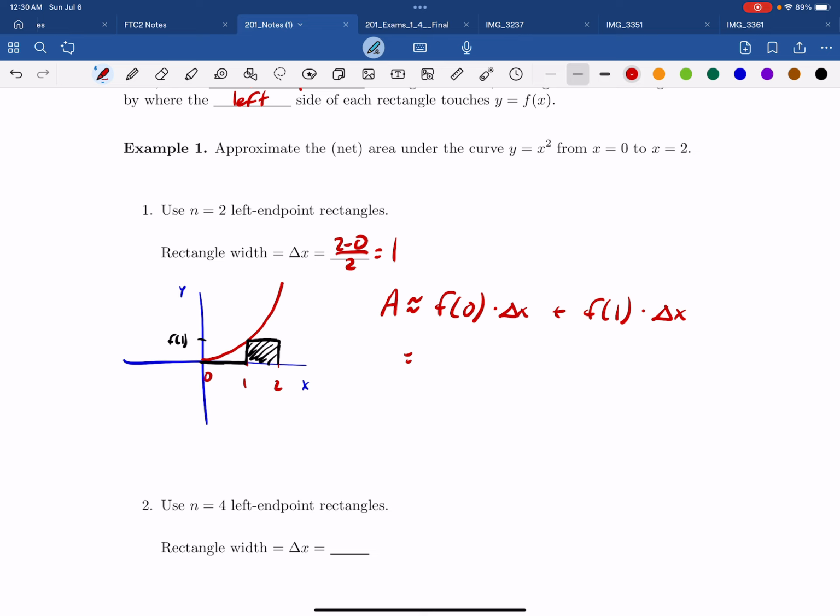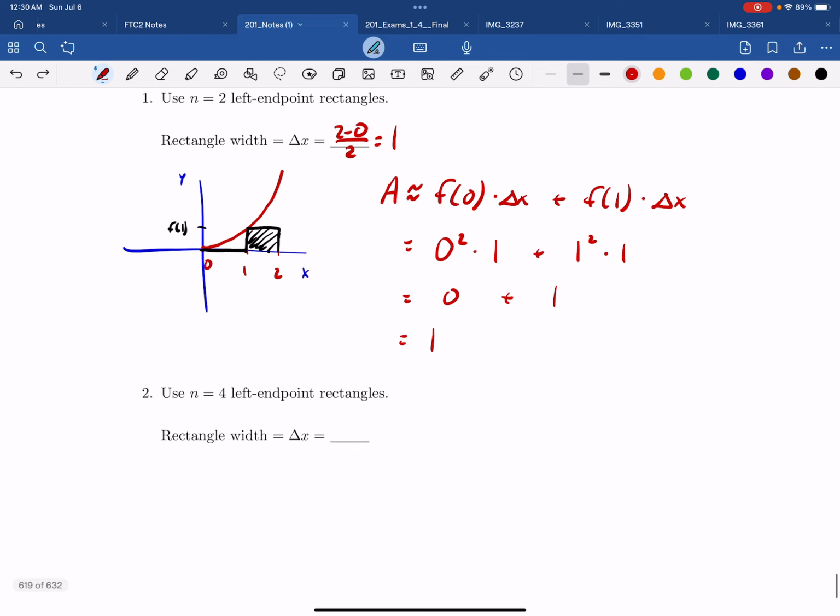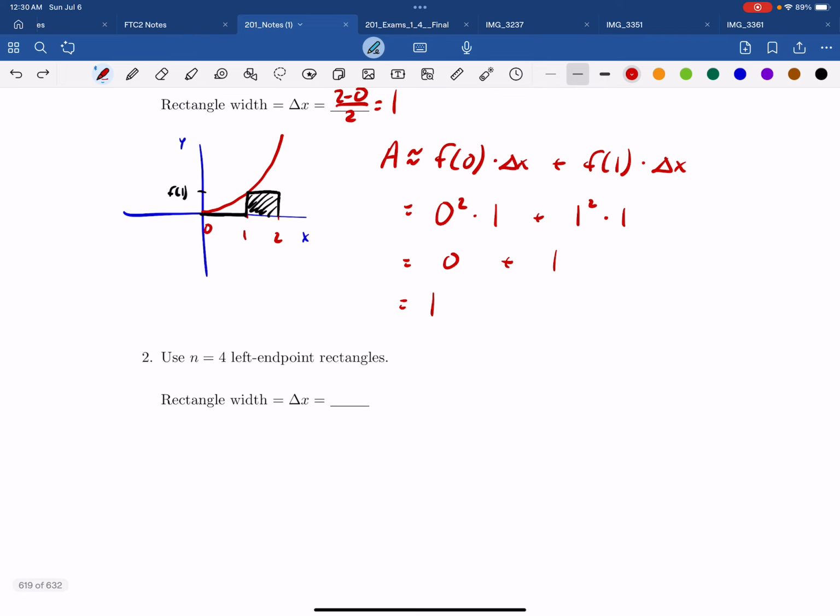So anyway, when we do this out, we know that f of 0 equals 0 squared. We already saw that delta x equaled 1. f of 1 is going to equal 1 squared, and again, delta x equals 1. So this winds up being 0 plus 1, which equals 1. So the area under this curve from 0 to 2 is approximately 1. But we know that that's not the best approximation. We're not getting all of this area. So let's try using 4 rectangles, and let's see how that does.